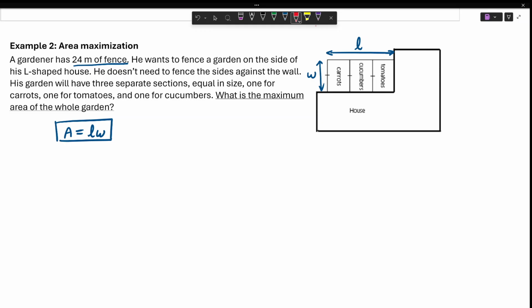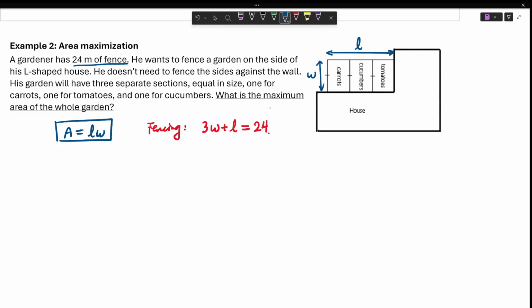What does that fence have to cover? Well, it has to cover these three segments. That's like three widths, so that's 3 times W. It also has to cover this bit, that's the length. So 3W plus L is going to be equal to the total amount of fencing you have, which is 24 meters. Let's say that everything here is in meters.